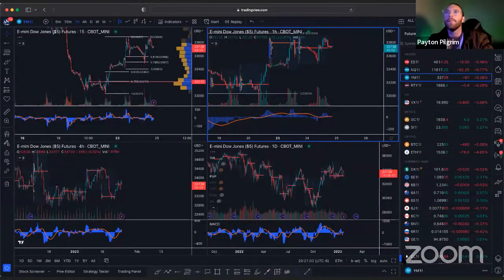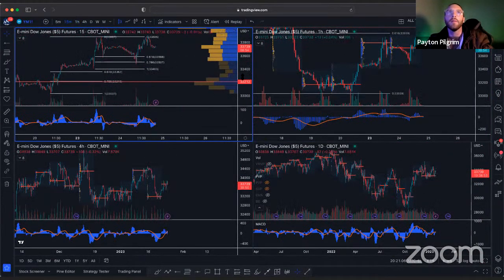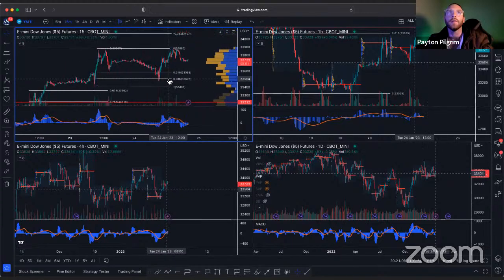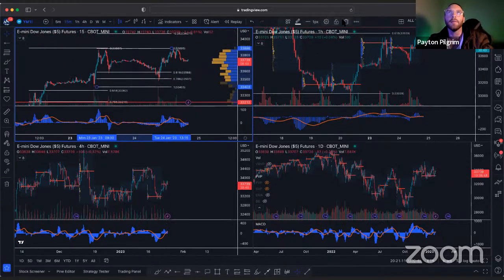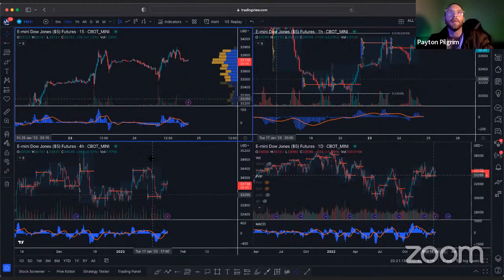All right. So that ended up playing out off the 78.6 from pretty much the same time of day and same swing as earlier. But let's go ahead and remove everything.